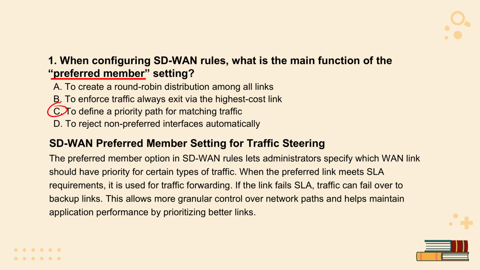Okay. So it's not just blindly forcing traffic down one pipe. It's more like, I like this link best if it's performing well enough right now. Precisely. That feels like a core part of the whole software-defined idea, right? Ensuring apps use the best link available at that moment, even if that means dynamically shifting away from the preferred one if it degrades.